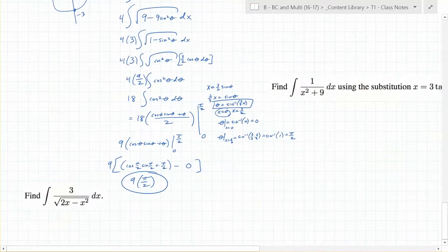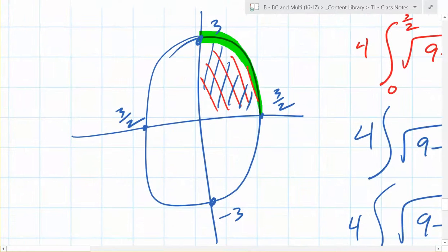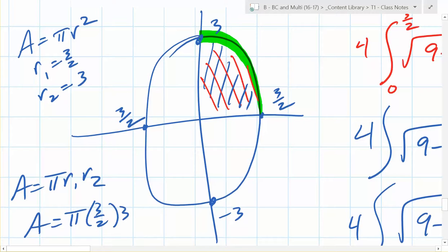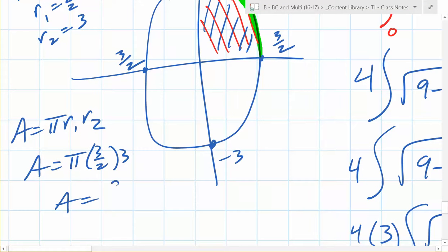Now here's the thing, everybody. When you end up with super clean answers like that, go back and look at what you started with to see if that infers a formula. What's the area of a circle? Pi r squared. Is there one radius in this case? How many radii are there? 2. R1 is equal to 3 over 2. What's R2 equal to? 3. Anybody want to guess what the formula is for the area of an ellipse? Pi R1 R2. Oh wait, did that work here? 3 over 2 times 3. Area is equal to 9 over 2 pi. Is that the same exact thing?